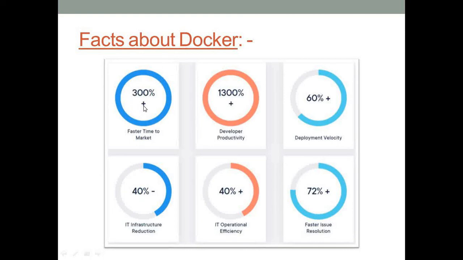So it is 300%, meaning the organization that has adopted the Docker tool can triple its delivery speed. So it can go to market three times faster. And then 13 times more developer productivity. So it can increase the developer productivity by 13%. It is going to remove the dependency that is used by the application.